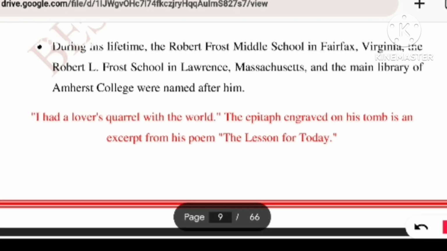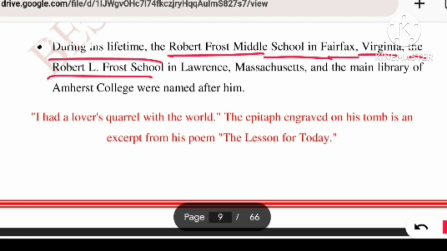For MCQ, another crucial point: during his lifetime, the Robert Frost Middle School in Fairfax, Virginia, the Robert L. Frost School in Lawrence, Massachusetts, and the main library of Amherst College were named after him. So, of course, he was a great poet. That is why his name has spread not only to entire countries but to the world, because even staying in India we are able to know who he was and what poems he has written.